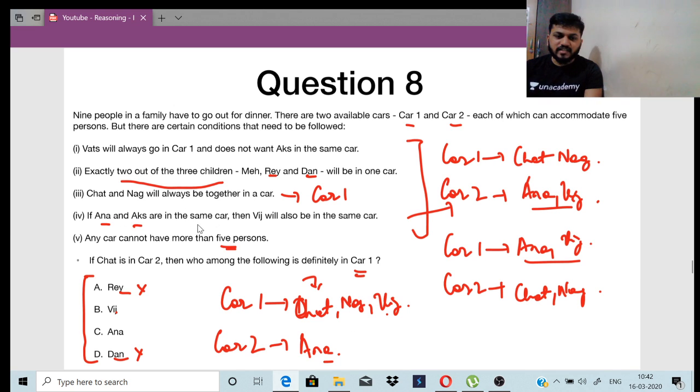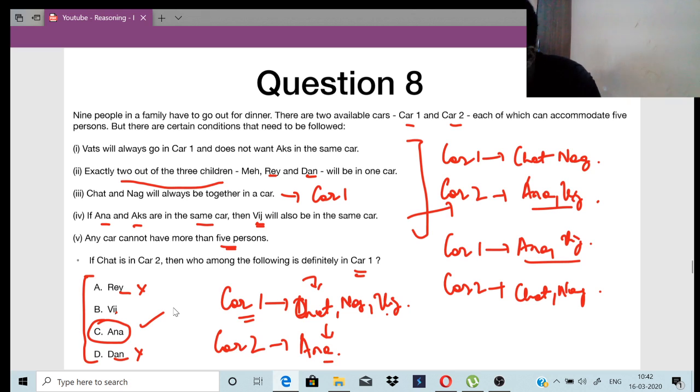If Anna and X are in the same car, then which will also be in the same car, but which can also be in car 1? That is also given: it cannot have more than 5 persons. So which can also be in car 1? So it is option C. Anna is out. If Anna and X are in different cars, then which will be in the different car? So it is option C. Clear everyone? Only if Anna and X are in the same car, they will be in the same car.